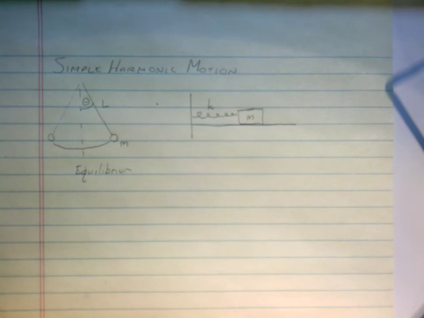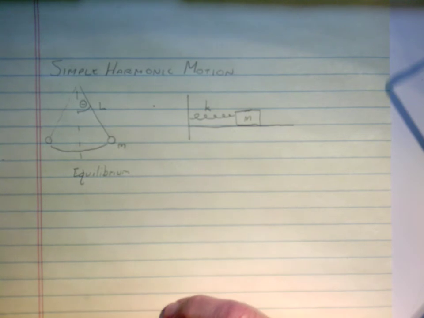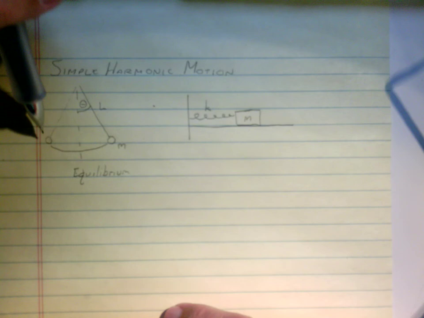I'm going to be talking about simple harmonic motion, and I'm really going to derive the equations for the two basic devices that display simple harmonic motion. First, what is simple harmonic motion? It's really something that goes back and forth over the same path.